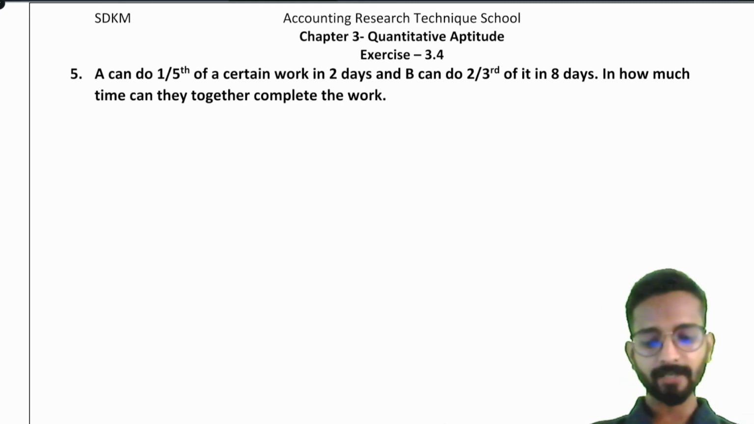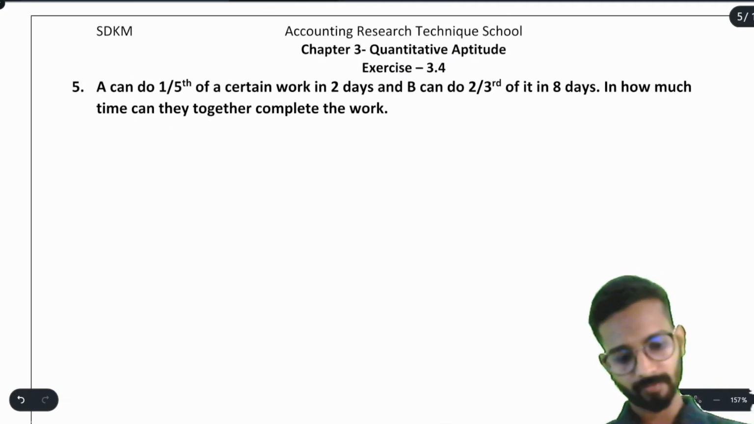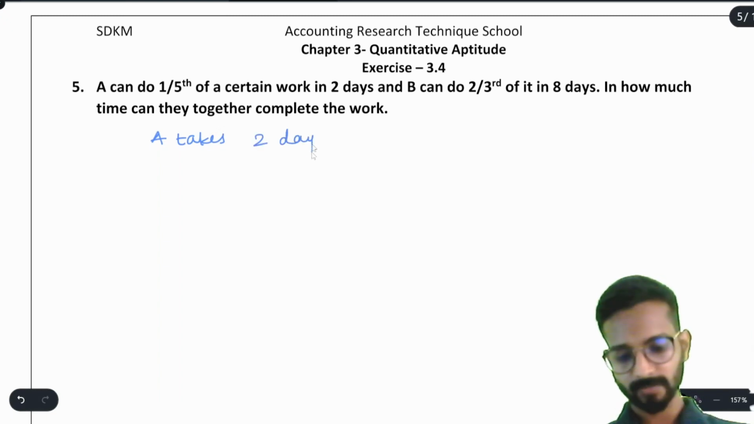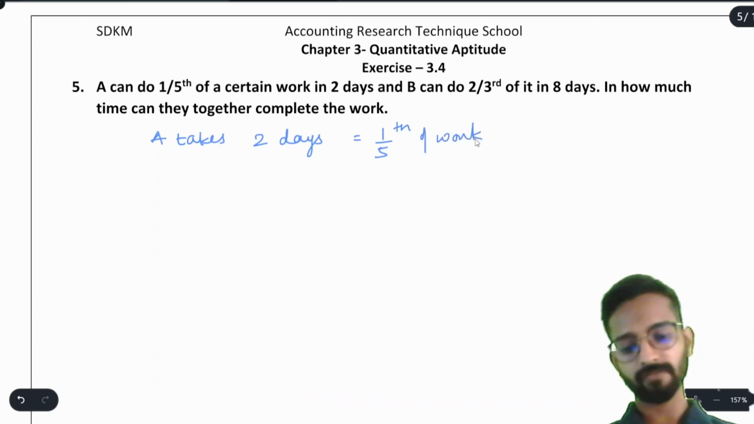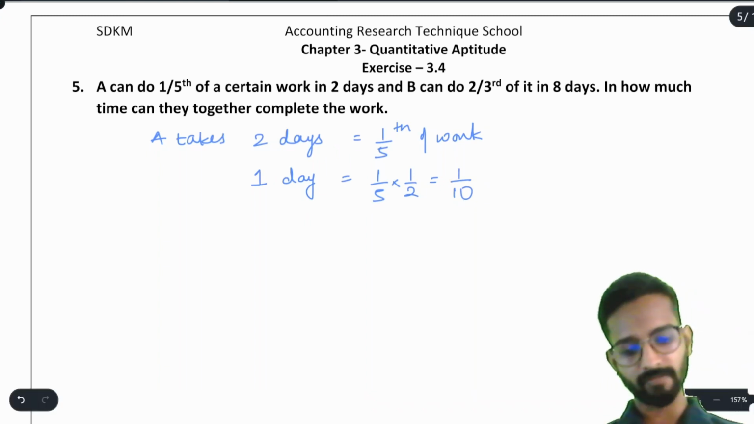See, A can do 1/5 of a certain work in 2 days. So you can directly write here for A that A takes 2 days to complete 1 by 5th of the work. But what we have to find always, we have to find in 1 day how much work he can complete. In 1 day, it will become 1 by 5 multiply 1 by 2. That is nothing but 1 by 10.